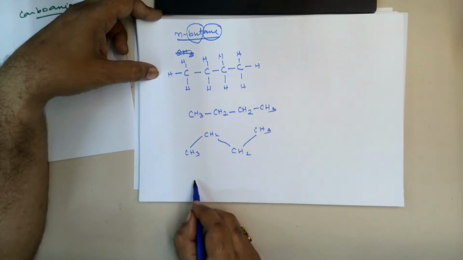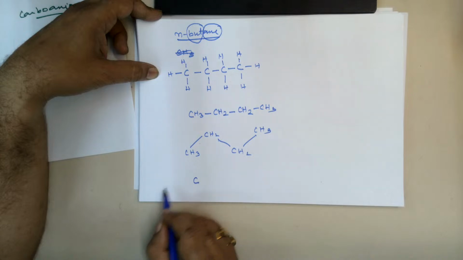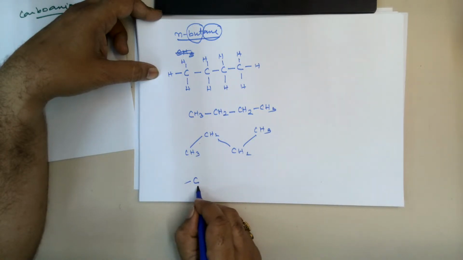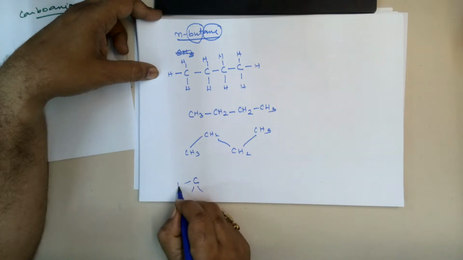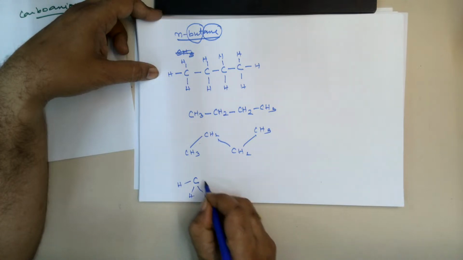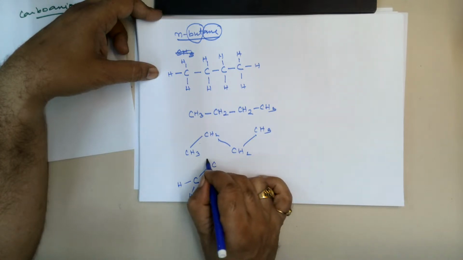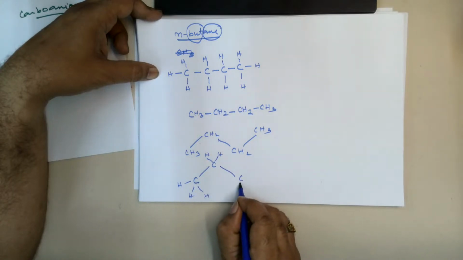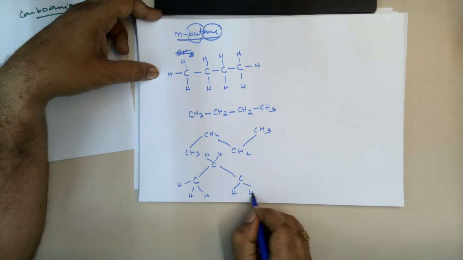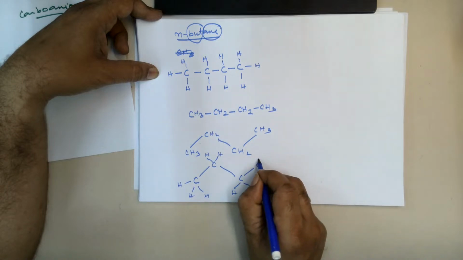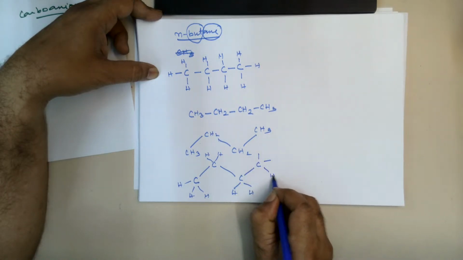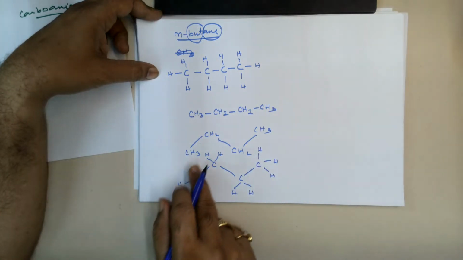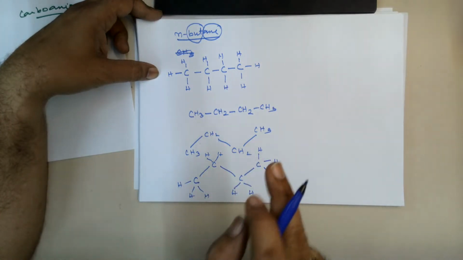Again, now actually this C is surrounded by hydrogen. So it is the tetrahedral hydrogen. So you can put hydrogen, hydrogen, hydrogen, bond, C, hydrogen, hydrogen, and C, hydrogen, hydrogen, and C, that is hydrogen, hydrogen, hydrogen. So this is the way it can be further illustrated. So CH3, CH2, CH2, CH3.